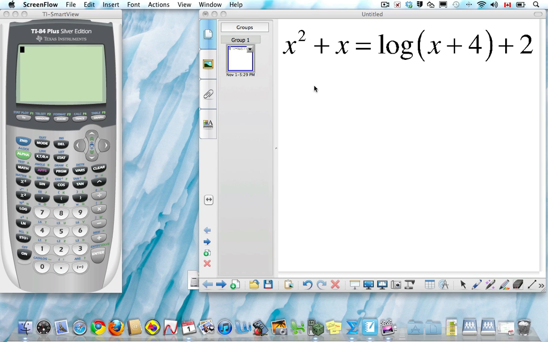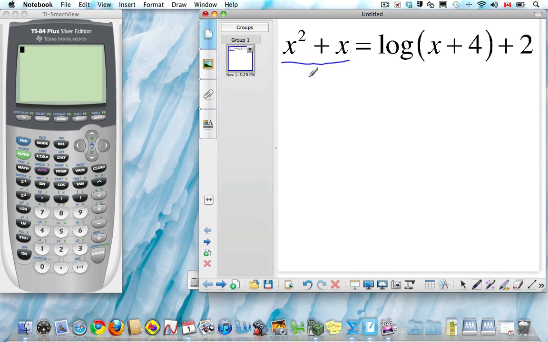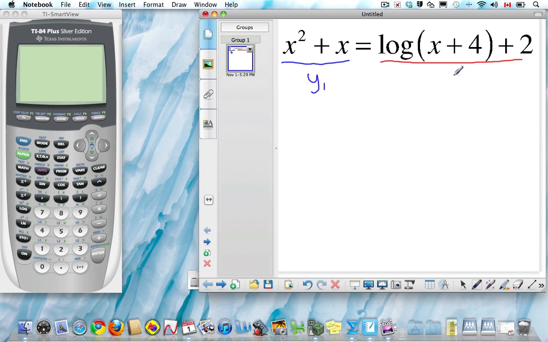So here we go. The first thing I'm going to do is consider this part of the equation. We'll call this part y1. And we'll look at the other part. We'll call this half y2.